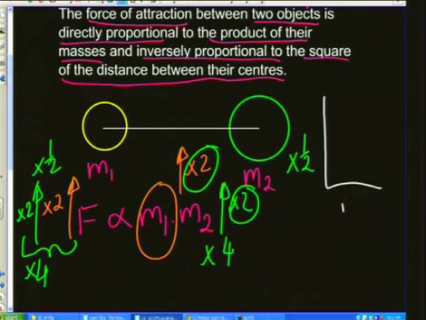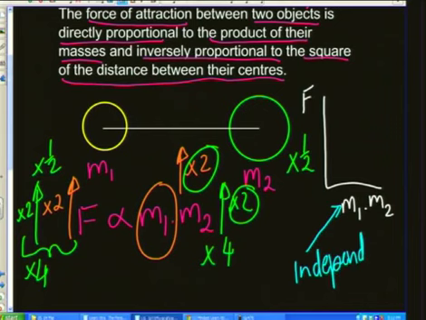In this case, I'm going to do the product of the masses, m1 times m2, and I'm going to say force is on that set of axes. Now, in this example, and in fact in any example, the things that go on the horizontal axis are known as the independent variables. And this one on the vertical axis is known as the dependent variable.